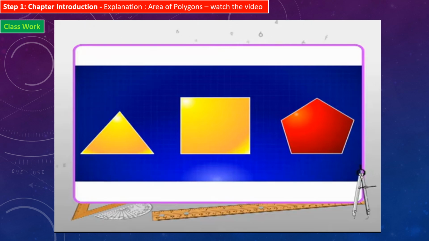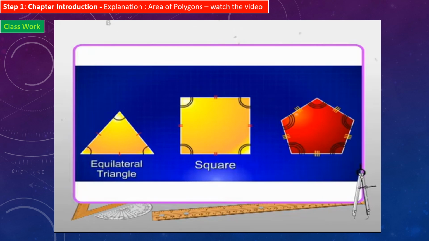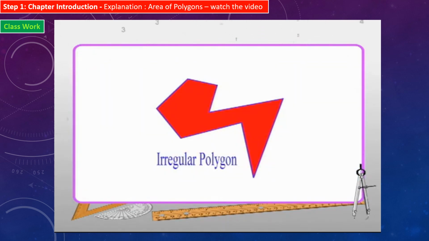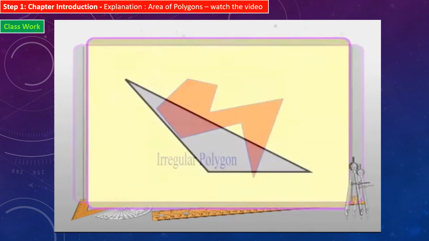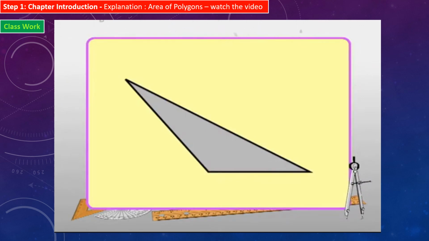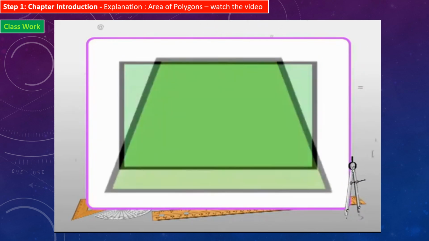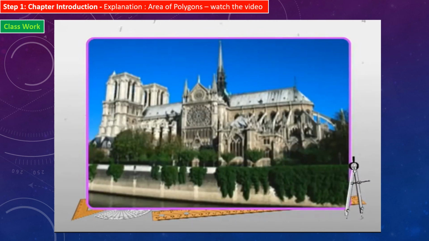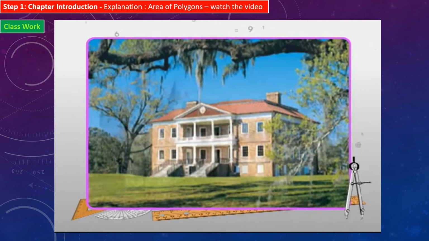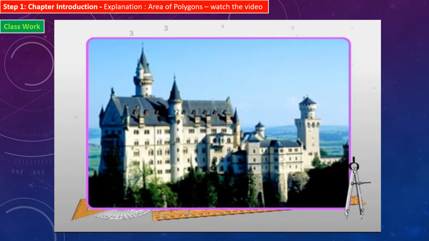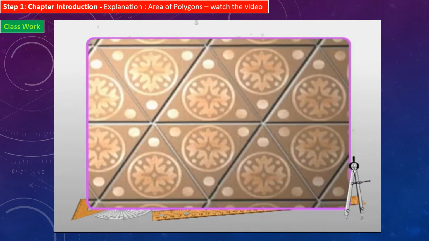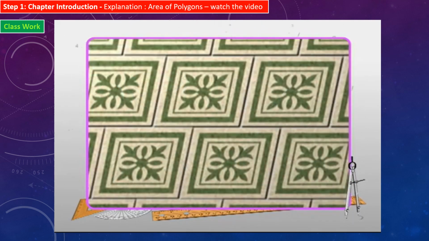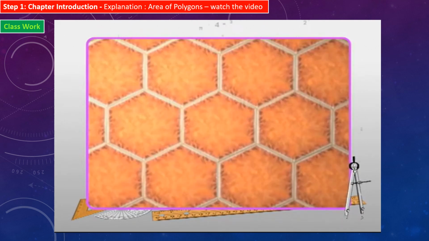Polygons can be regular or irregular in shape. A regular polygon is a polygon all of whose sides are equal. The most common regular polygons are an equilateral triangle, a square, and a regular pentagon. The other category of polygons, that is, irregular polygons, are those whose sides are not all equal. The simplest examples of irregular polygons are a scalene triangle, a rectangle, a trapezium, etc. In many historic buildings such as churches, houses, palaces, there are ornamental floors comprising regular polygons. Look at these floors made up of equilateral triangles, rhombus, and regular hexagons.